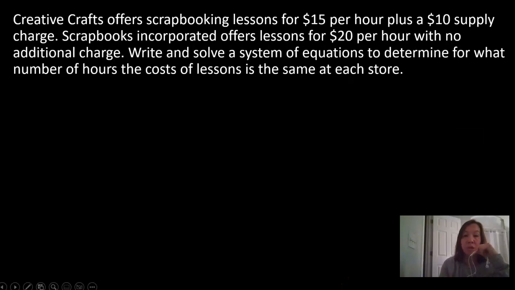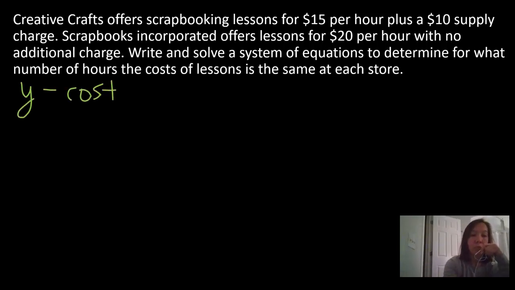Okay, so sorry, my editing is not the best. But let's go ahead and solve this. So we need to know what the cost of each lesson is at each store. So I'm going to say that Y represents the cost of a lesson. And X is the number of hours of the lesson.